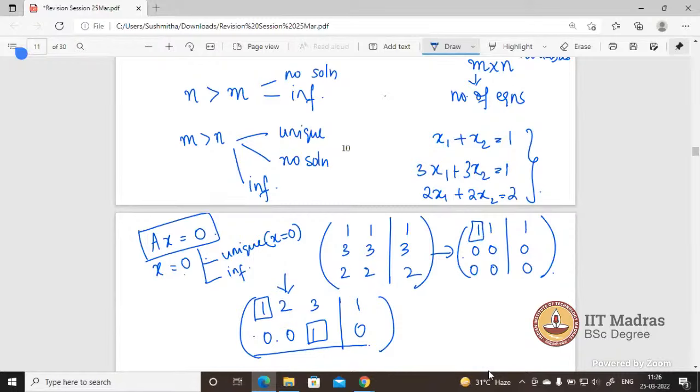Ma'am, one query, not related to this, but since you have taken this example, in this case the second column's second row element is 0 and the third one is 1. So is it a row echelon form or not? This is row echelon form. This is not reduced row echelon form. It doesn't matter what this entry is because this is not a pivot, no? Okay. Thank you.